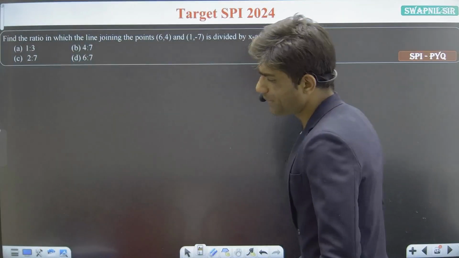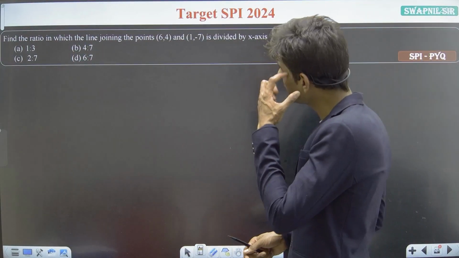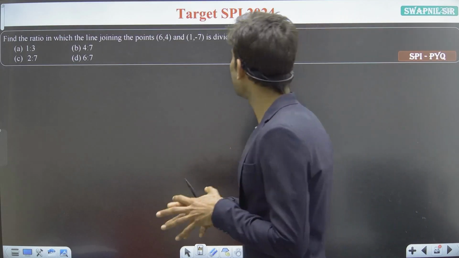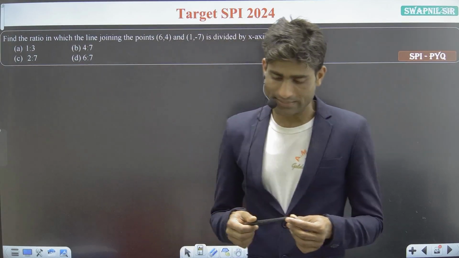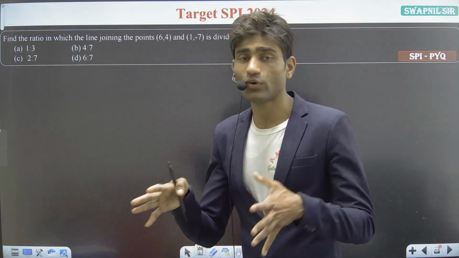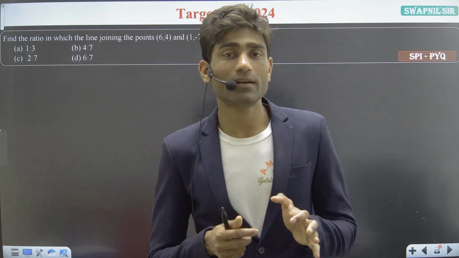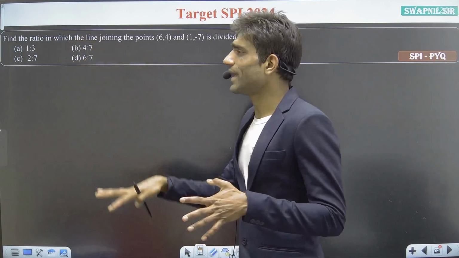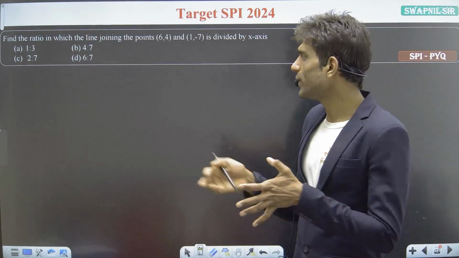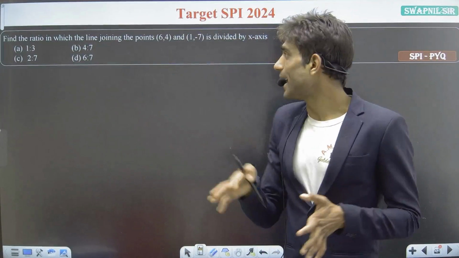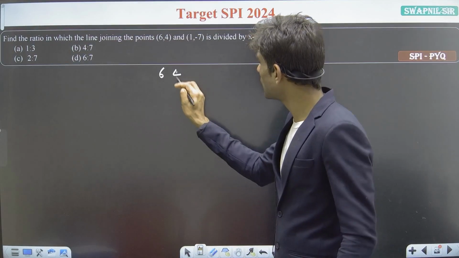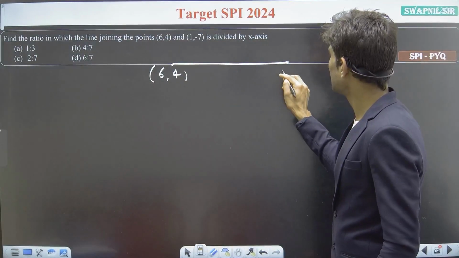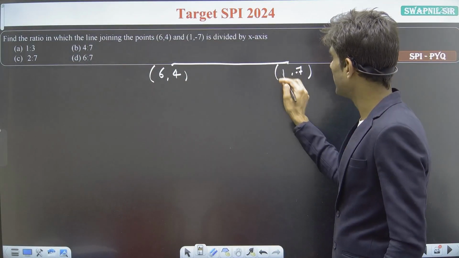In our next example, we are given: find the ratio in which the line segment joining the points (6, 4) and (1, minus 7) is divided by the x axis. First of all, we have to apply the section formula for internal division in our example. Why do we have to apply it? Because our point divides our line segment in a ratio, and the line segment has two coordinates, first coordinate (6, 4), and the second, consider (1, minus 7), which is the second coordinate here.